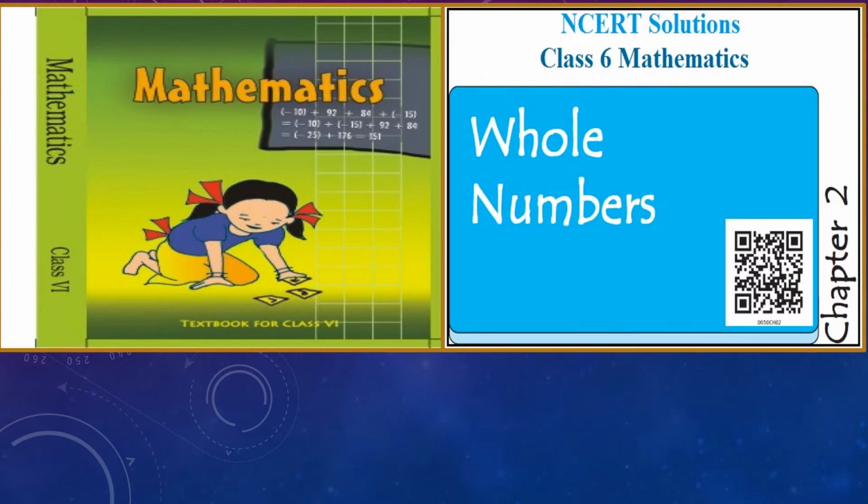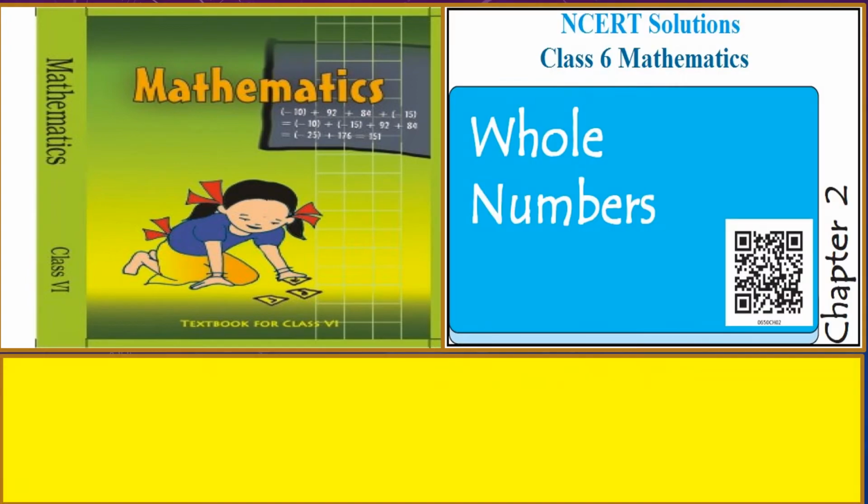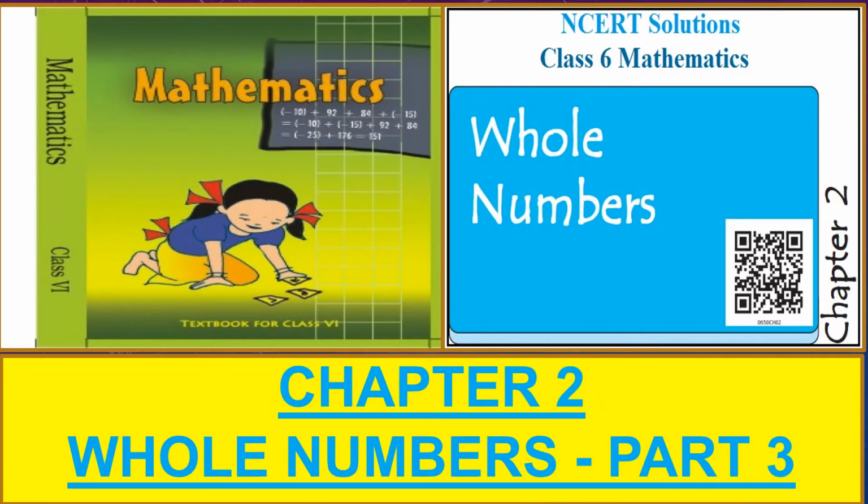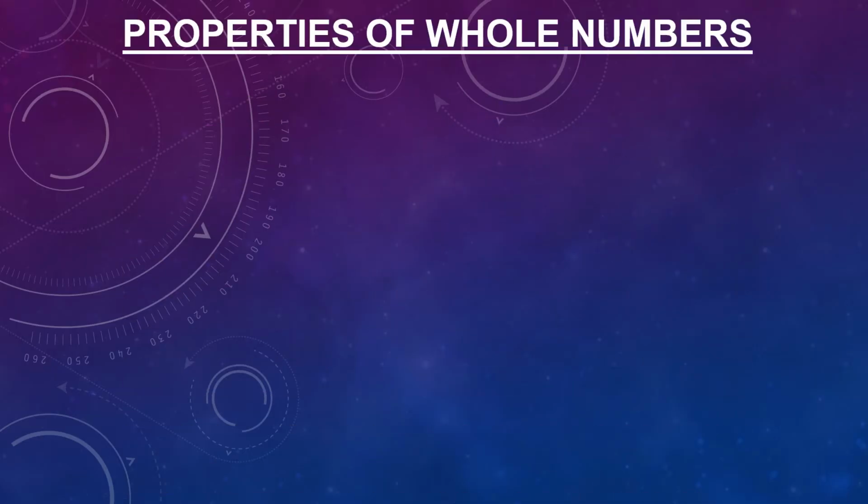This is the third part of my video on chapter 2 Whole Numbers of class 6 NCERT book. In this chapter, we will study the properties of whole numbers. We will study the properties of whole numbers one by one on operations: addition, subtraction, multiplication and division. First is properties of addition.